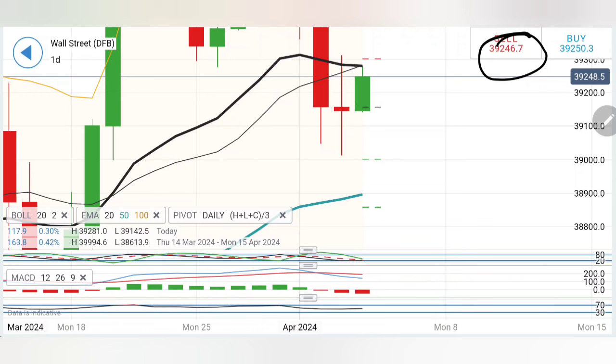I do not see such an opportunity right now, but yes, these are markets, because we have seen a good fall for the first 2 to 3 trading sessions. Now it can try to recover as well.